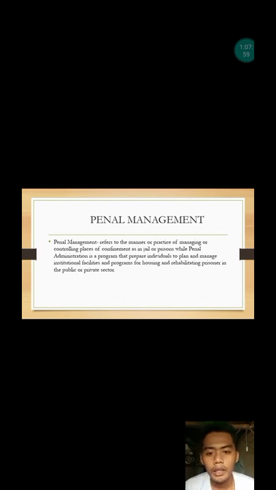Penal management refers to the manner or practice of managing or controlling places of confinement such as a jail or prison, while penal administration is a program that prepares individuals to plan and manage institutional facilities and programs for housing and rehabilitating prisoners in the public or private sector.